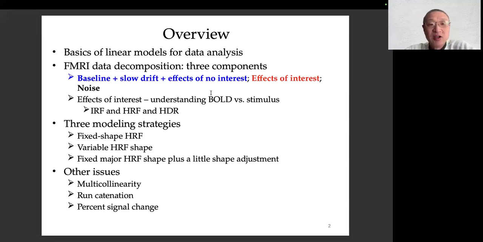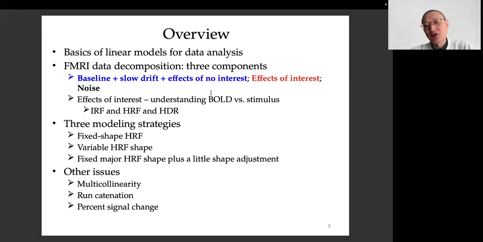First we have the covariates, the blue ones you see here. Then the effects of interest. That's usually associated with the specific tasks. Suppose we have happy and sad, two conditions. Those are the two tasks we are going to make a statistical inference about. Then the third one is anything we cannot explain in the data, which is basically the residuals.